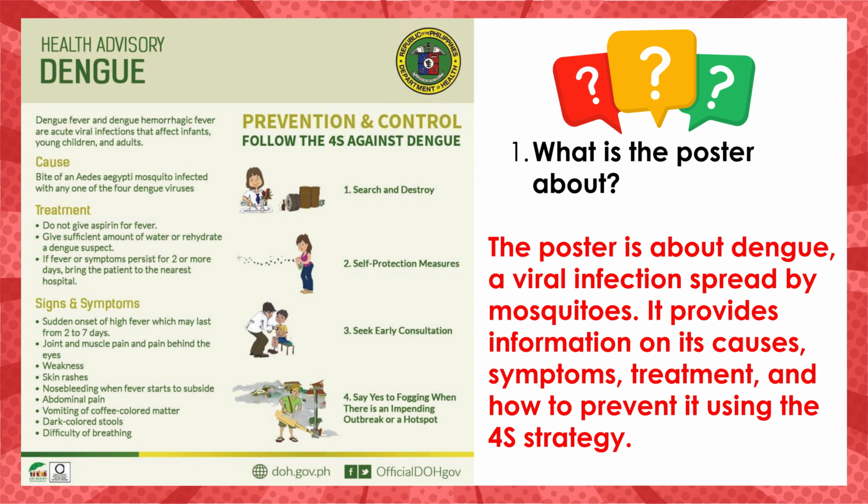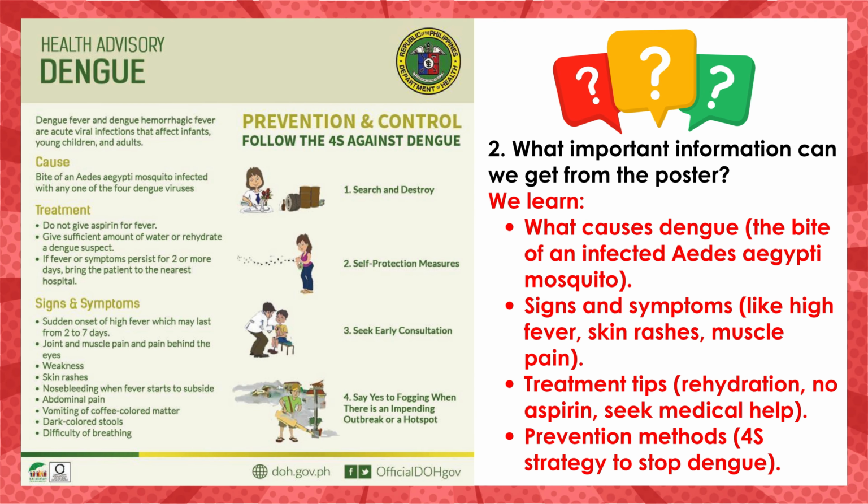And now, let's answer the questions. Number 1. What is the poster about? Answer: the poster is about dengue, a viral infection spread by mosquitoes. It provides information on its causes, symptoms, treatment, and how to prevent it using the 4S strategy.